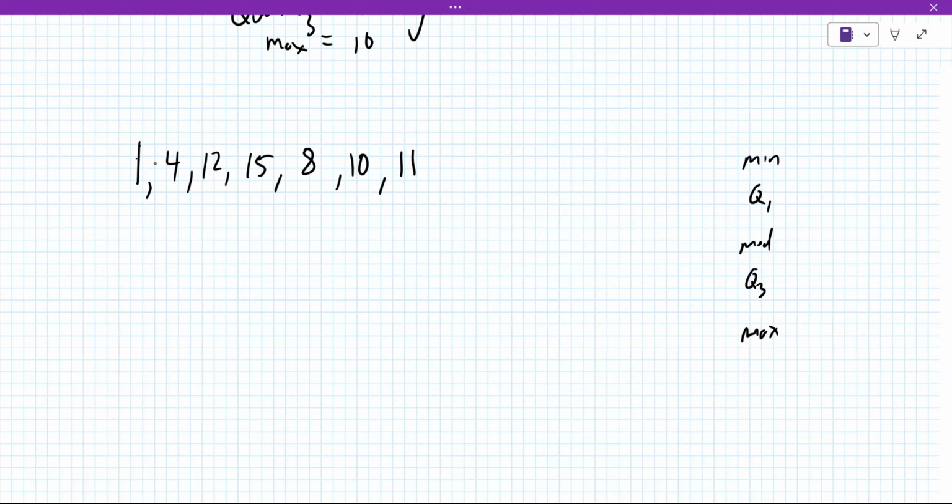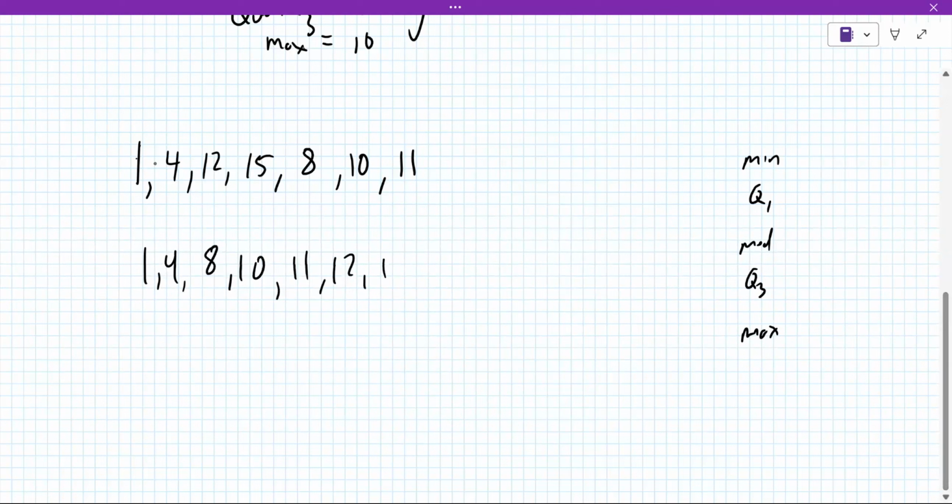Yeah. I got 1, 4, 8, 10, 11, 12, and 15. How many numbers do you see here? 7. So is there a middle number? Yes. There is. What is that median? What is that middle number? 10. Good.